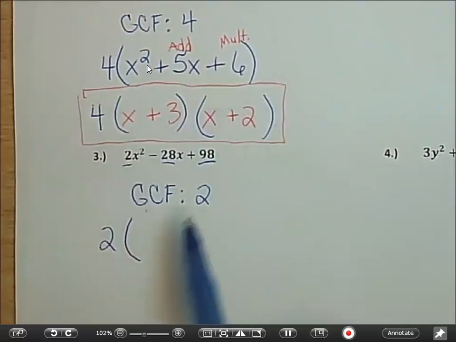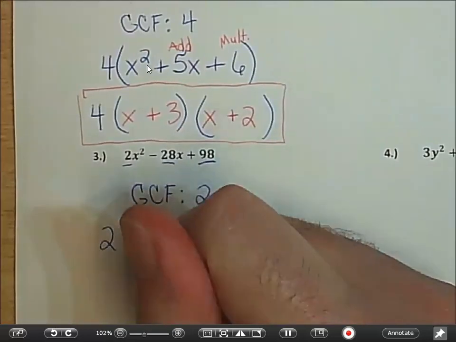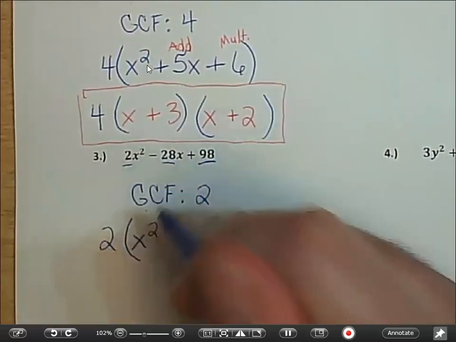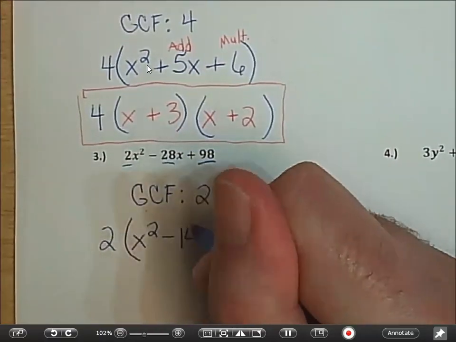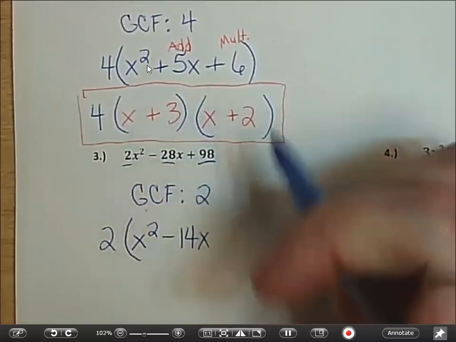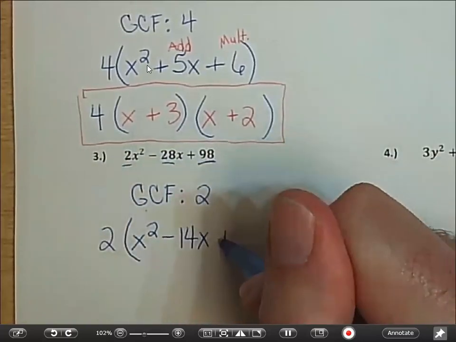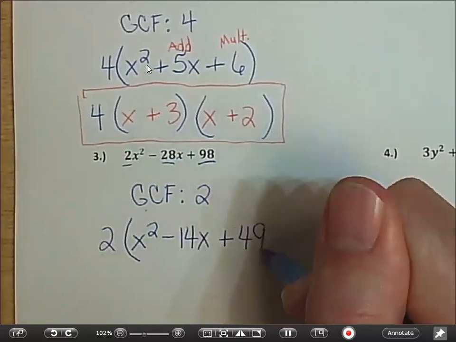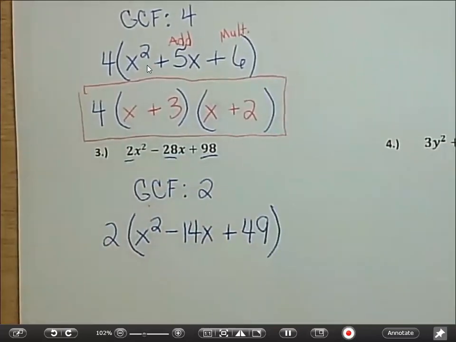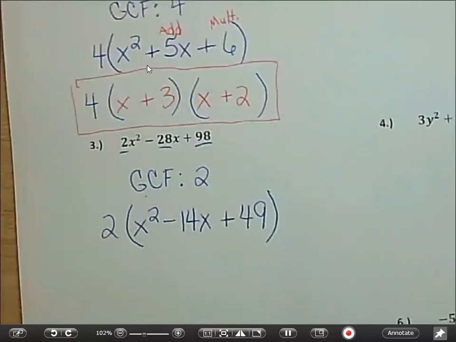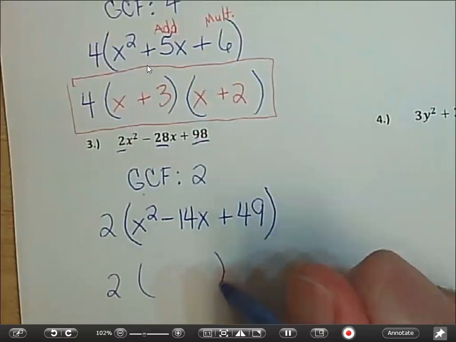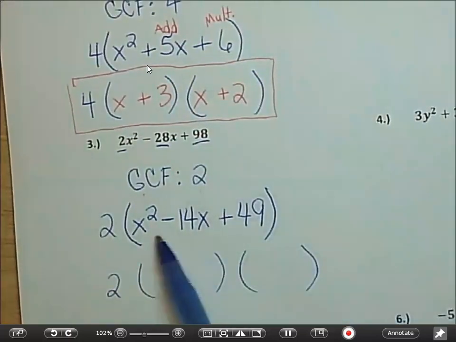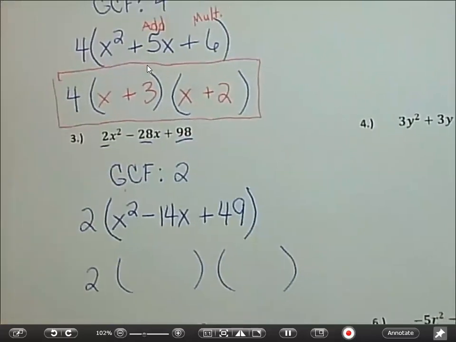2 divided by 2 gives you 1, which you could keep there or you could toss it out. Negative 28 divided by 2 gives you negative 14. Bring the x down with it. And then 98 divided by 2 will give you 49. Okay. So we got that big step taken care of, but we're going to continue down. And here's where we're going to break this trinomial down into a binomial times a binomial.